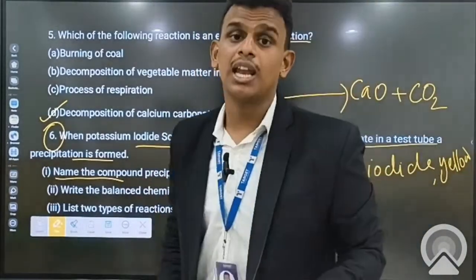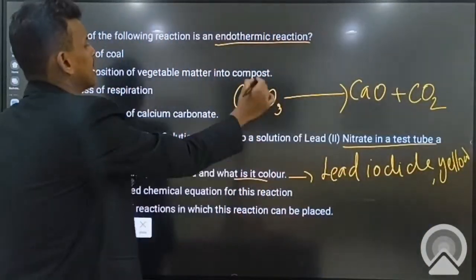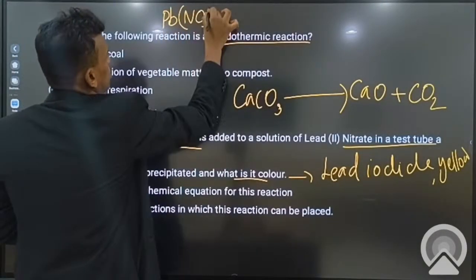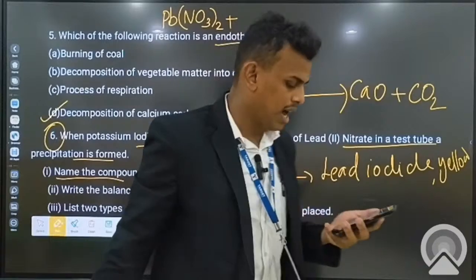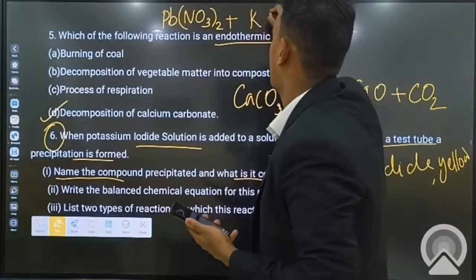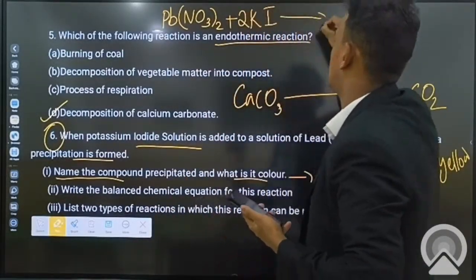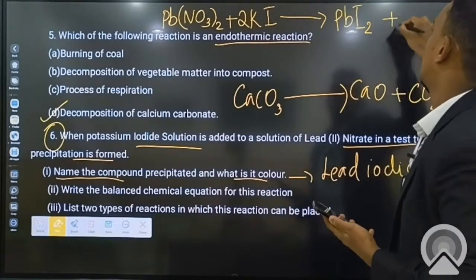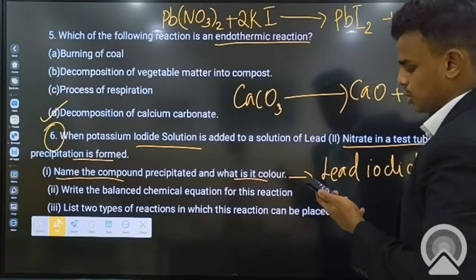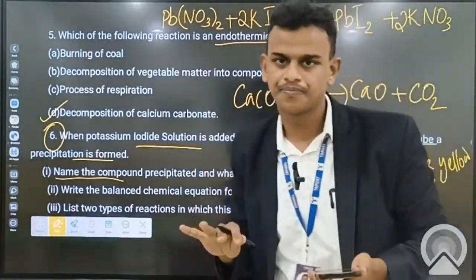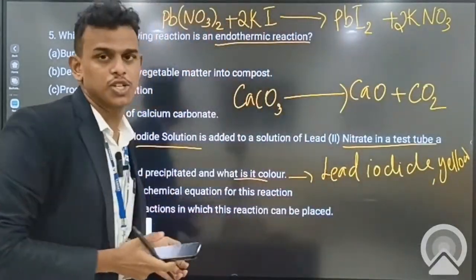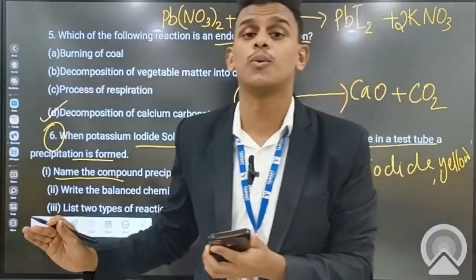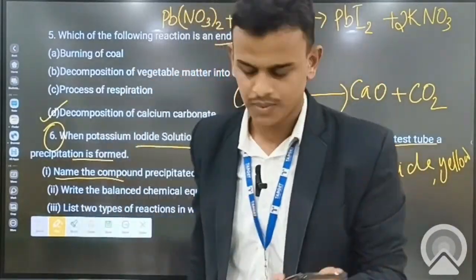Write the balanced chemical equation. You should study this balanced chemical equation. This one is lead nitrate Pb(NO3)2 plus potassium iodide 2KI gives PbI2, this is lead iodide, plus KNO3. There are 2KNO3. Clear? This is the balanced equation. You should study this equation. This is very important.